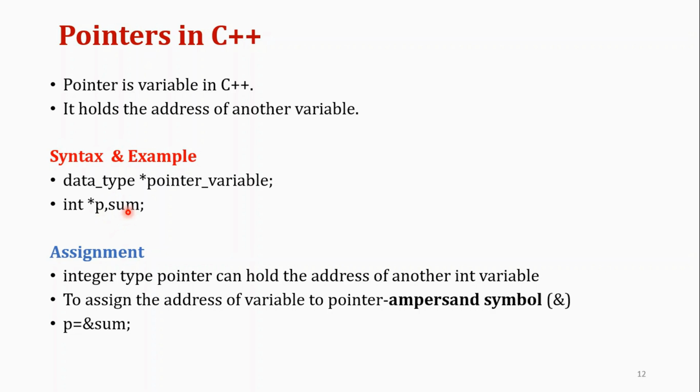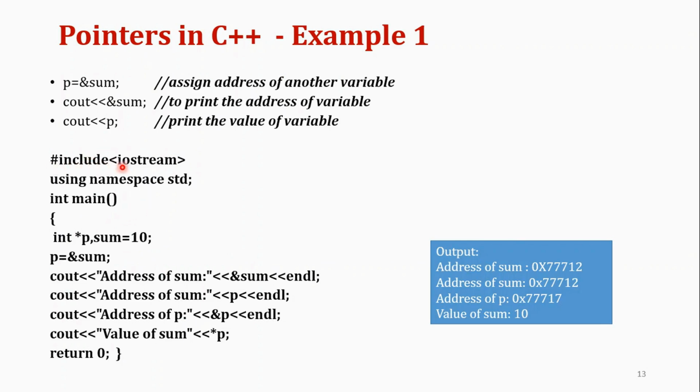Let us see the example program. You will understand clearly how pointers actually work. So check out this code. Hash include iostream. iostream is the header file for C++, and using namespace std, and int main. Integer pointer p, and sum equal to 10, and here the pointer variable assignment is p equal to address of sum. So here I'm displaying the address of sum. The address of the sum variable is 7712, and here I assigned p to the address of the variable sum. So I'm just displaying p.